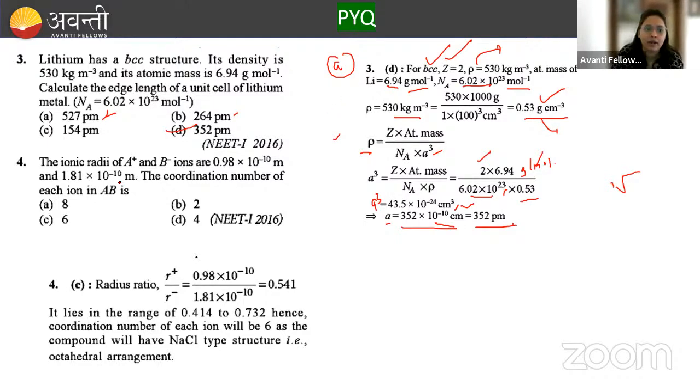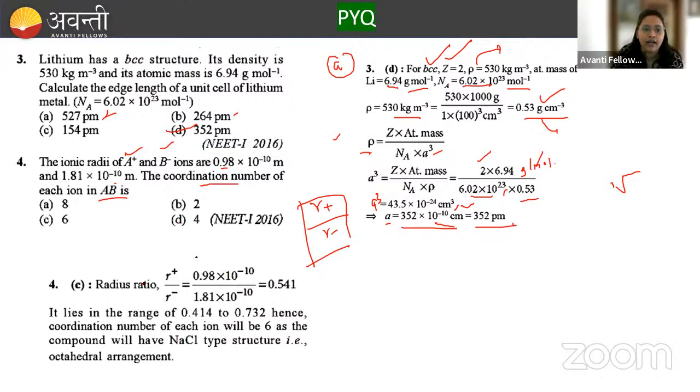Okay, next problem. Ionic radius of A plus and B minus ions are given. The coordination number of each ion will be? So आपको अगर कटायन का रेडियस दिया हुआ है और अनायन का रेडियस दिया हुआ है और आपको अगर कोऑर्डिनेशन नंबर निकालना है, we have to use the chart, radius ratio वाला chart. Okay, we have talked about this.